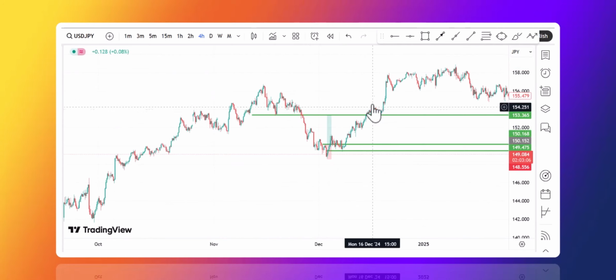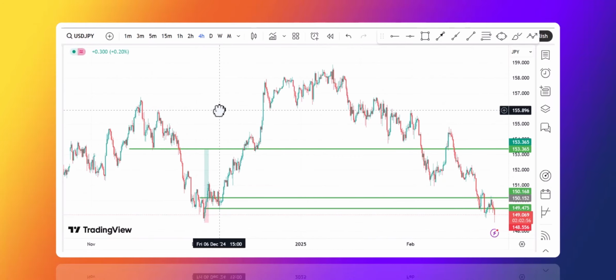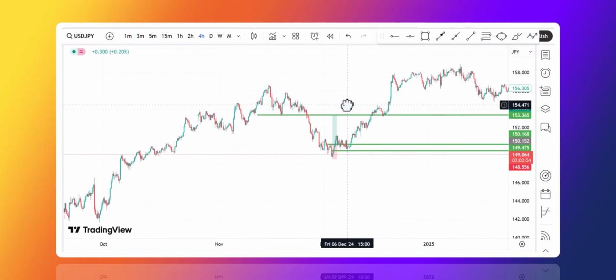After a break of structure, you can use that advantage to enter, have a take profit target, and have another stop loss target. So you can continue to do that. Okay, let me go back to the 15-minute time frame.